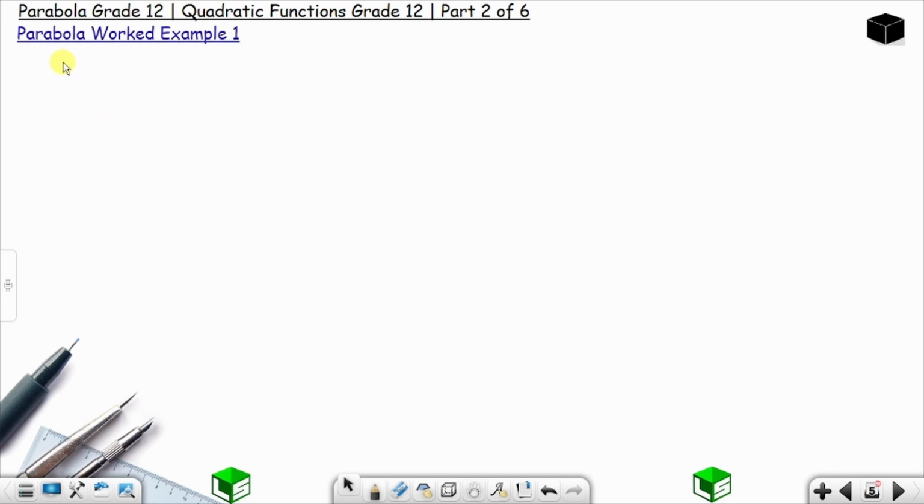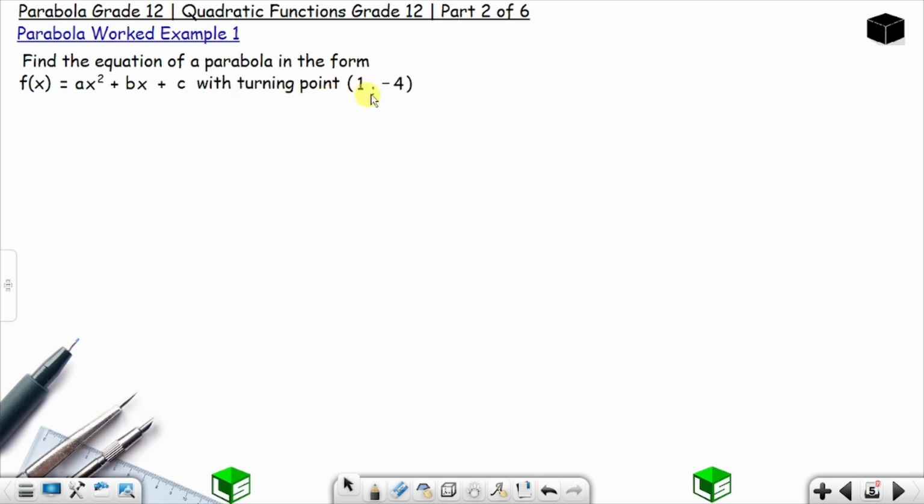We start with example number 1. Parabola worked example 1. This is the question. Find the equation of a parabola in the form f of x is equal to ax squared plus bx plus c with turning point (1, -4) and cutting the y-axis at -3, and sketch the graph of f. Okay, let's solve the question. So you start with the solution. You can see you are given the turning point.